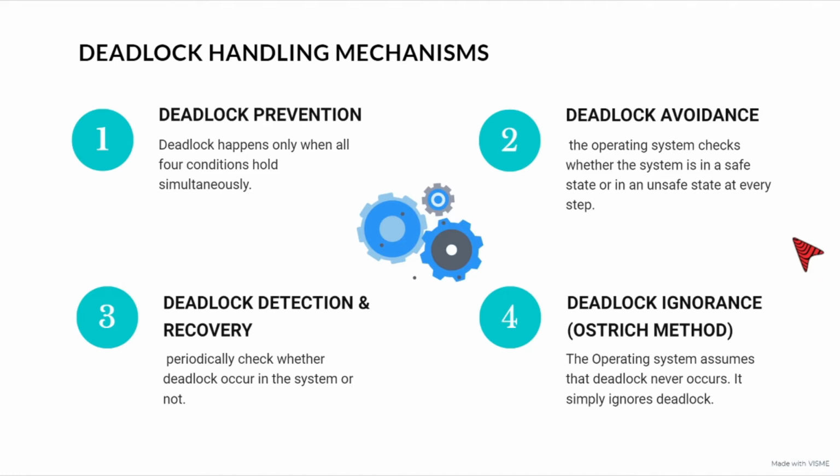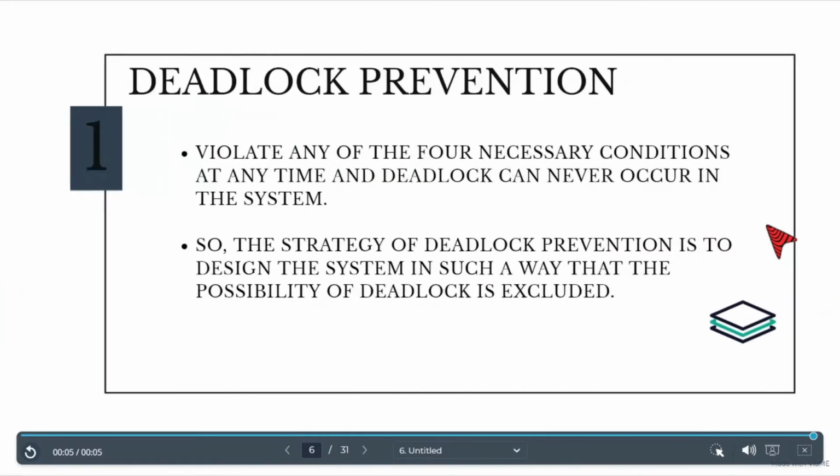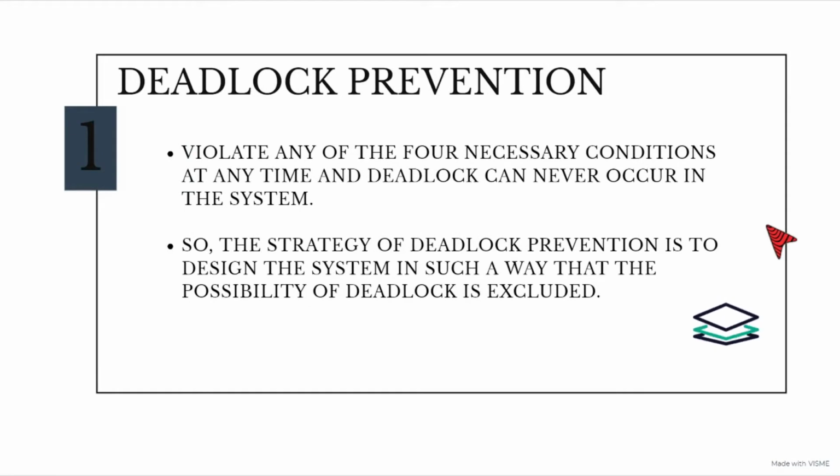So these are the deadlock handling mechanisms. Let us go into detail about these mechanisms. The first one that we are going to discuss is deadlock prevention. If we can violate any of the four necessary conditions, that is mutual exclusion, hold and wait, no preemption, and circular wait, those are the four necessary conditions. So if we can violate any of the four necessary conditions at any time, deadlock can never occur in the system.